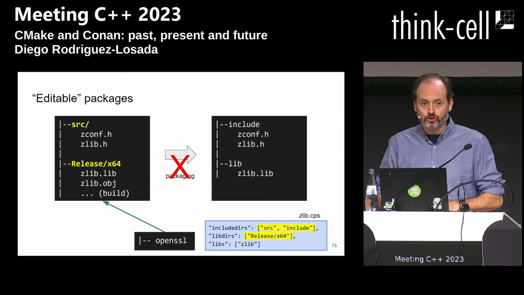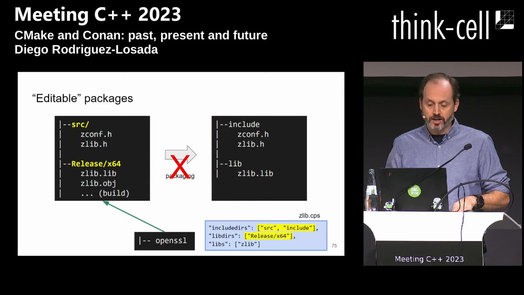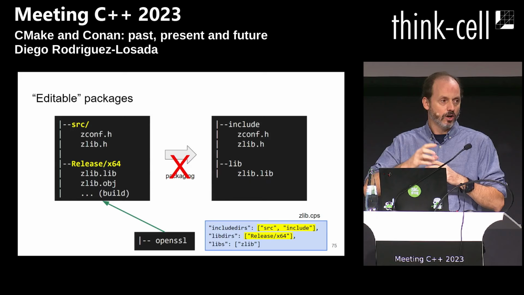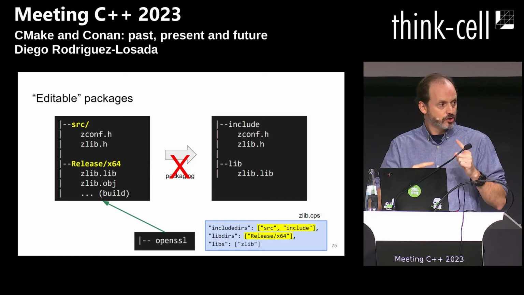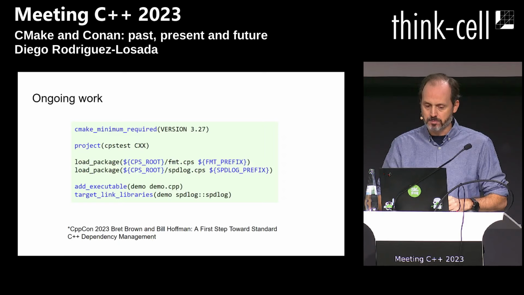Other things that we are considering: this also works not only for packages. When you're developing your own projects, you can have a CPS file that is pointing to something at development time. So you don't need to be repackaging all the time to be able to use a dependency. And you can work simultaneously on several dependencies in your dependency graph. The CPS files should be able to connect to each other, like a kind of meta project that is connecting several subprojects, even if they are built with different build systems.